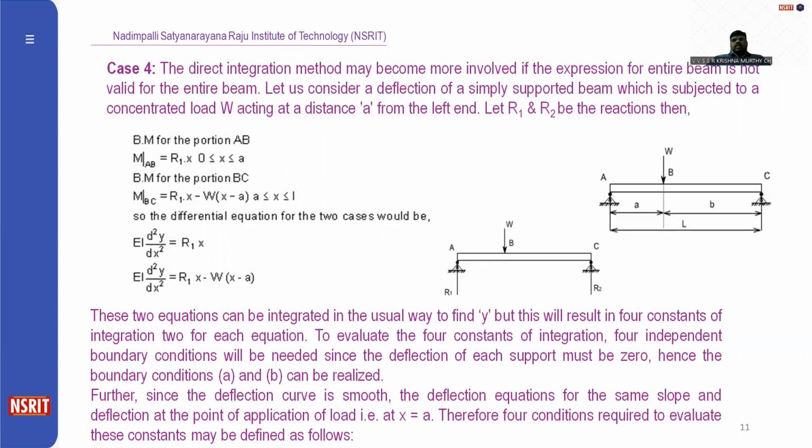Now case 4. Till now we have been discussing a simply supported beam with UDL. Now the load is at a particular distance from one end. First, in order to find the reactions, the bending moment from A to B is R1 into x, and from B to C is R1 into x minus W into x minus a. The governing equation is EI d square y by dx square is equal to R1 into x. Both the portions, A to B and B to C, I have taken.